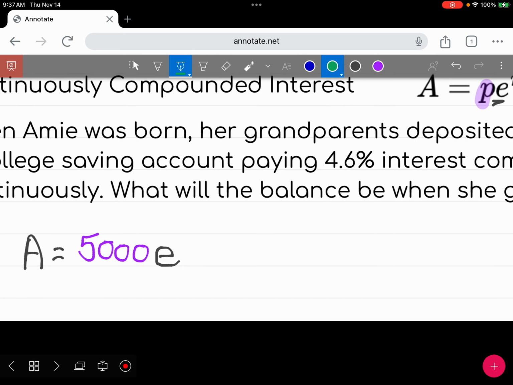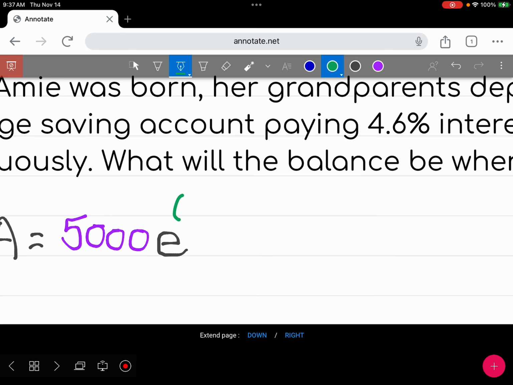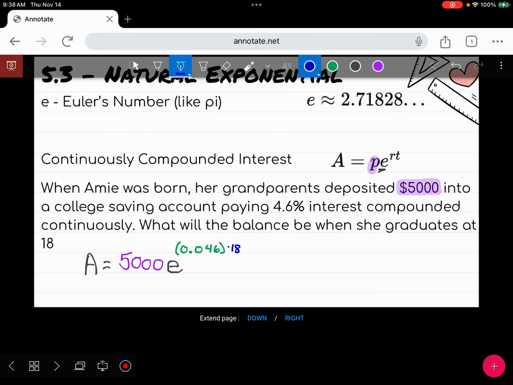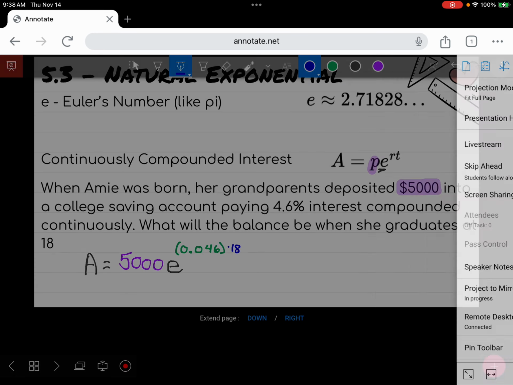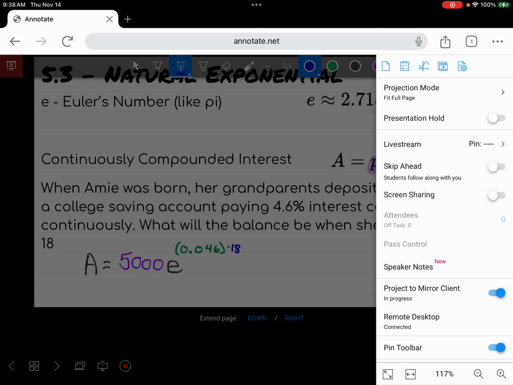In our exponent, what are we going to have? 0.046. We scooch that percent as a decimal. Times 18, our time. And then we type this into the calculator. I'm going to do this one in the calculator on the screen just because the E is in kind of a funky place on the other calculators and I want to suppress it.